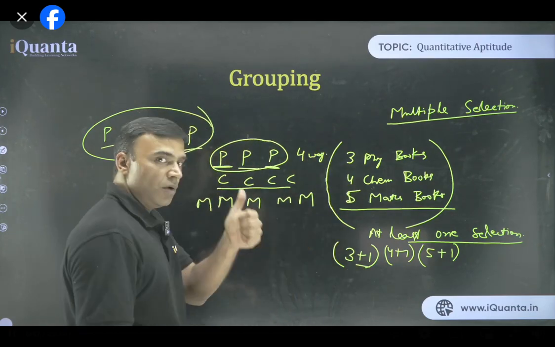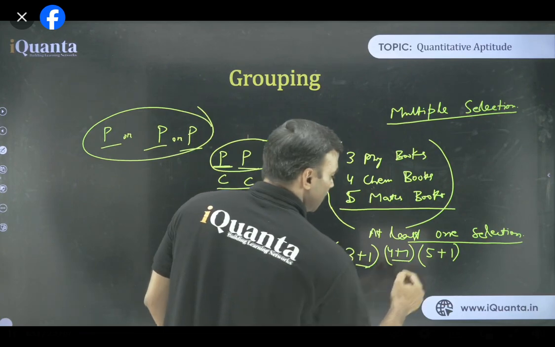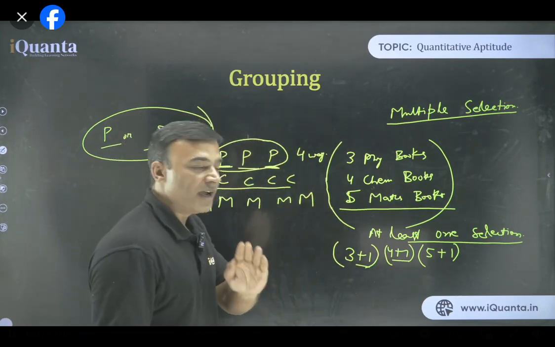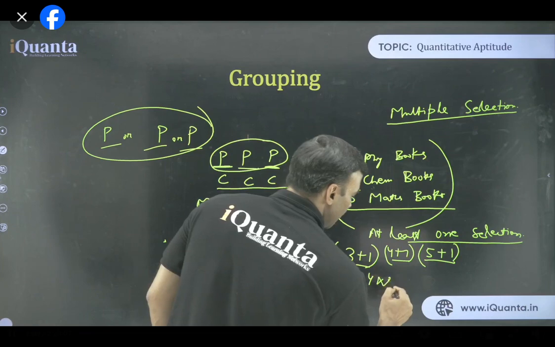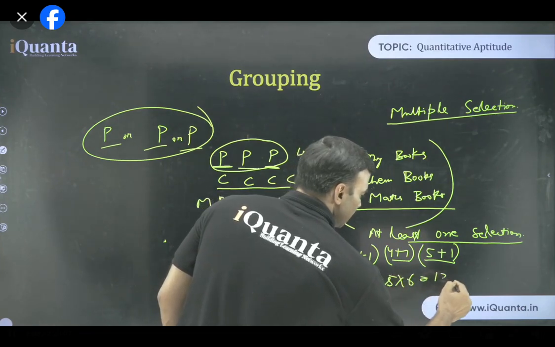Similarly for chemistry, 0, 1, 2, 3, 4, this one. And for maths, 0, 1, 2, 3, 4, 5. So 5 plus 1. So it is 4 into 5 into 6, which is 120 ways.